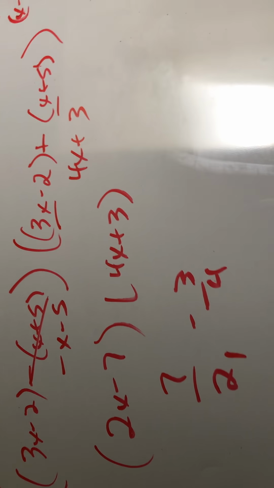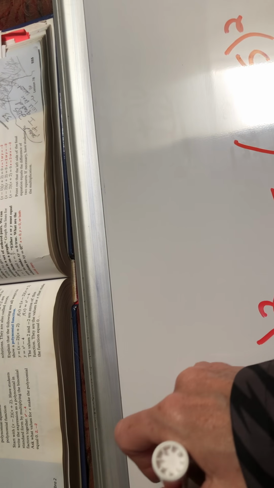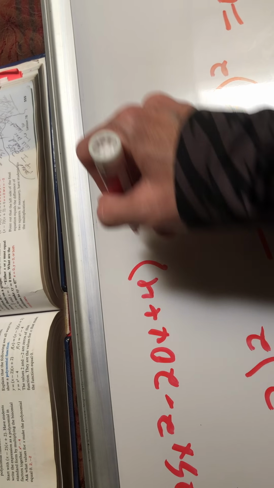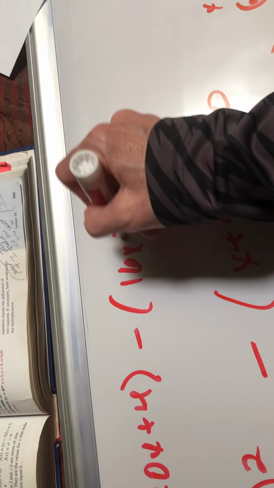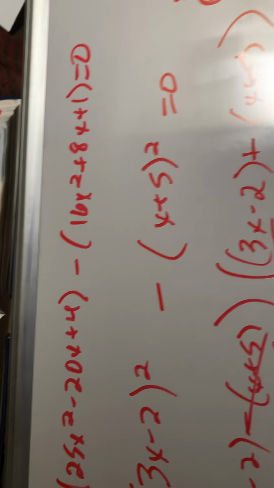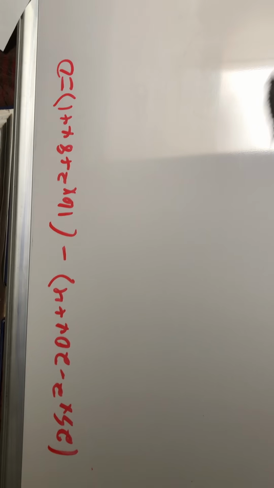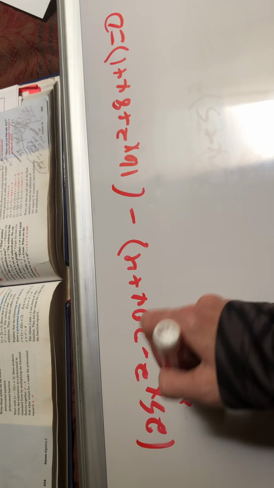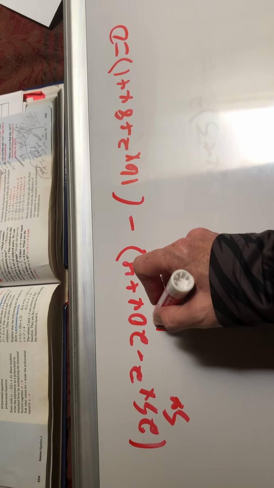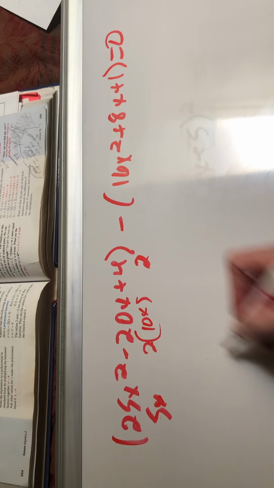Okay, so let's do another one like that because I know that's weird. Let's see. 25x squared minus 20x plus 4 minus 16x squared plus 8x plus 1 equals 0. So again, they've got to be perfect square trinomials. So this has a square root, it's 5x. This has a square root, it's 2. If I find the product of the two, 10x, and I double it, I get the 20. So it's a perfect square trinomial.